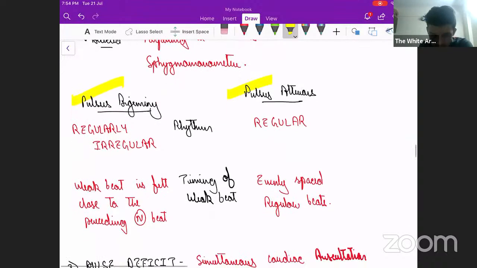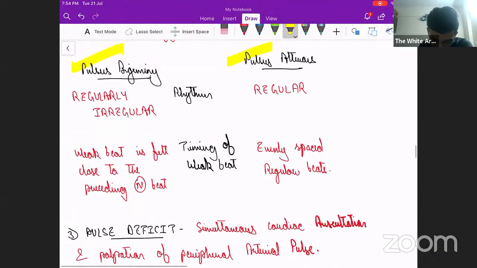Okay. Next, timing of the pulse, timing of the weak beat. The weak beat is felt very close to the preceding normal beat. Over here, they are evenly spaced because they are regular beats.